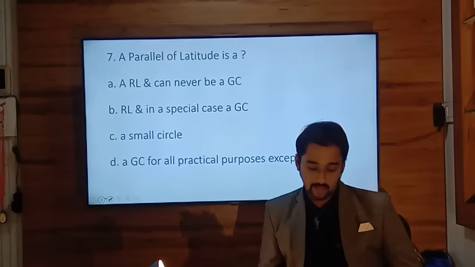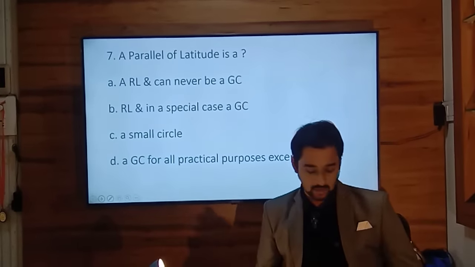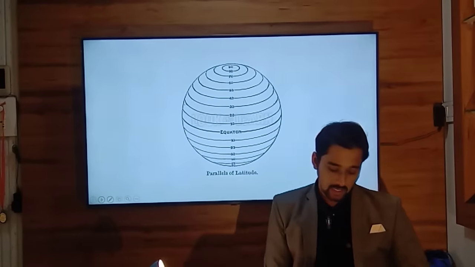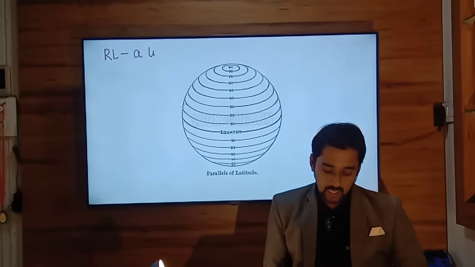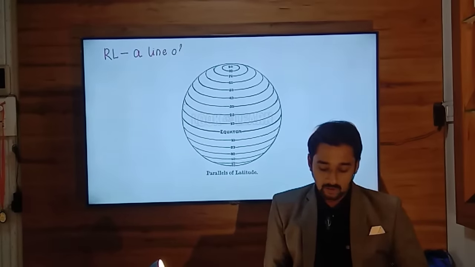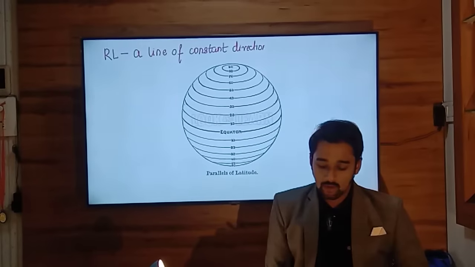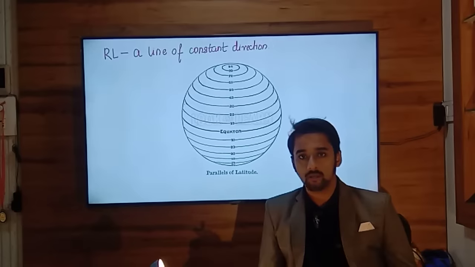Let's go to question 7. A parallel of latitude is what? Rhumb line, great circle. So let's consider Rhumb line first. Now the definition of a Rhumb line is a line or a flight path of constant direction, right? Now take any particular latitude, starting from the equator to the North Pole or equator to the South Pole.